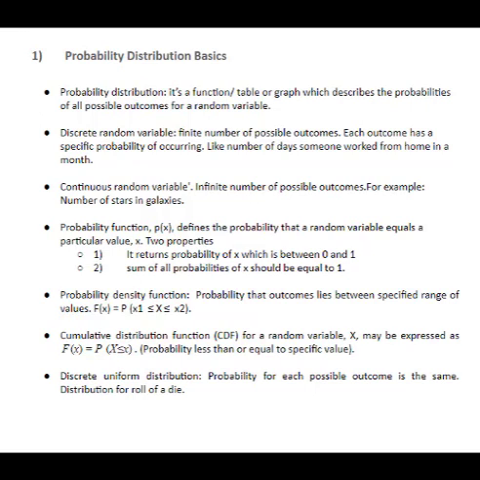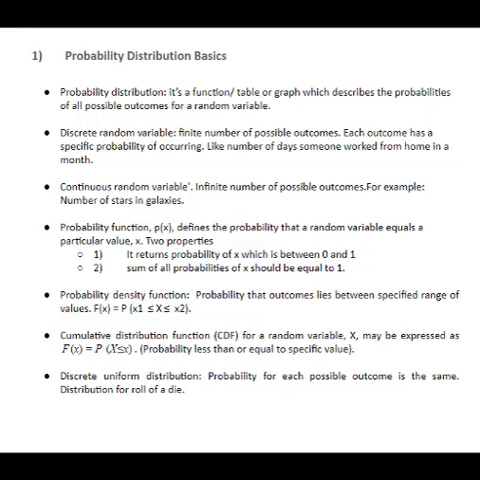Probability function defines a probability of a random variable equal to a particular value. So there are two properties of a probability function. The value it returns is a probability of x, and the probability should always be between 0 and 1. And if we sum all the probabilities of x, its value should be equal to 1, which we had talked about in the past.